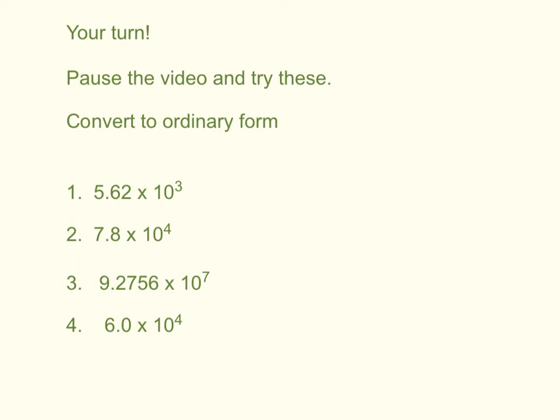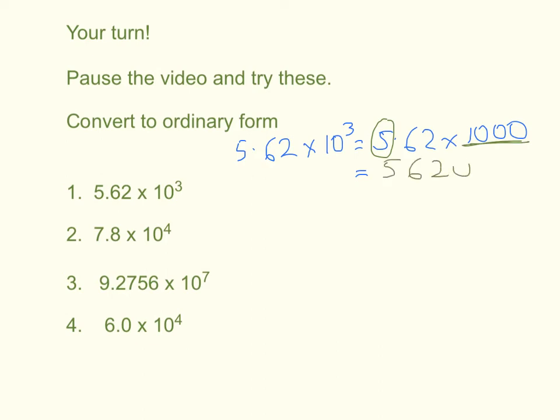So the first one is 5.62 times 10 to the power of 3, which is 5.62 times 1,000. Right, the place value when we finish this of that 5 needs to be 5,000, so it's 5,620. Right, give yourself a big tick in the book if you got that one right.